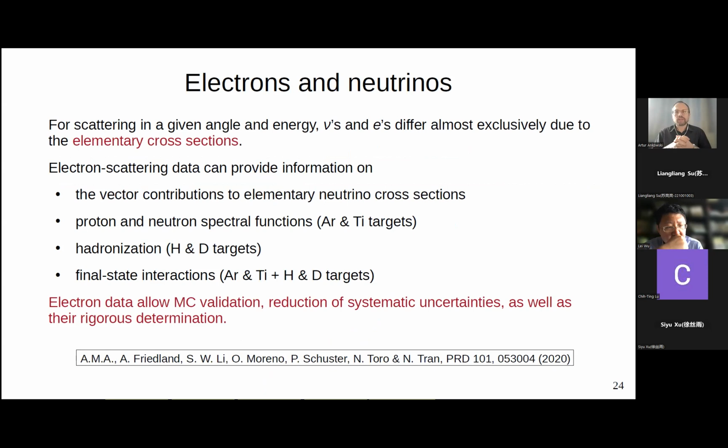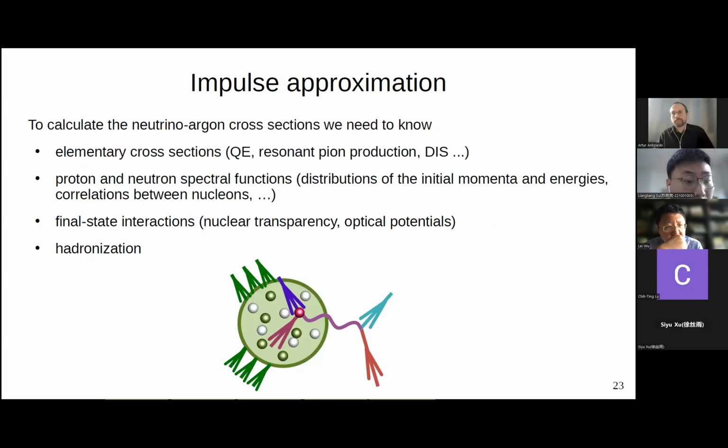Sorry, I have a question. Yes. And in some calculation, we neglect the final state interaction. What is the impact on the cross section? Sorry, could you repeat your question? The final state interaction. Oh yes. In some calculations, it's neglected.